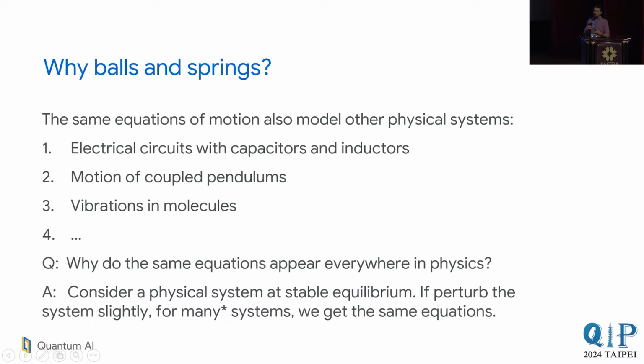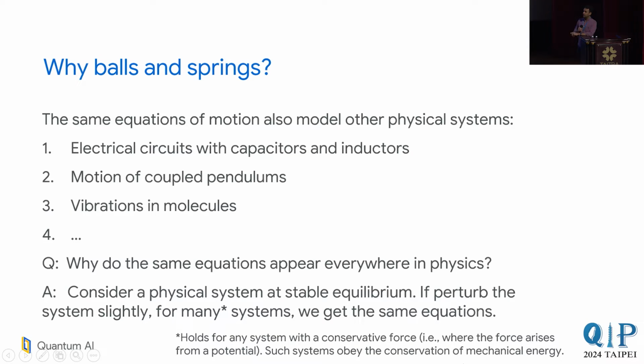There's a deep reason. It's because if you analyze any physical system close to stable equilibrium, and for broad classes of systems, you will always end up getting the same equations. Technically, it holds for systems that are governed by a conservative force. But anyway, I won't talk more about this, but this comes up all over the place. So that's the short version. This talk isn't just about simulating systems of balls and springs, but it also applies to simulating these 3 examples, but also tons of other examples.